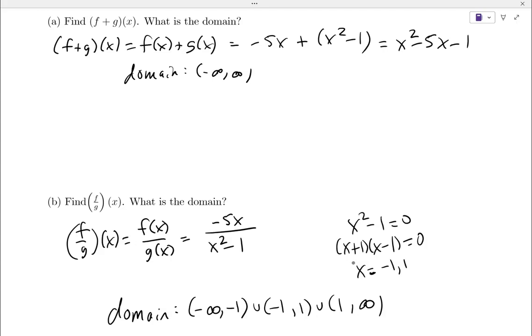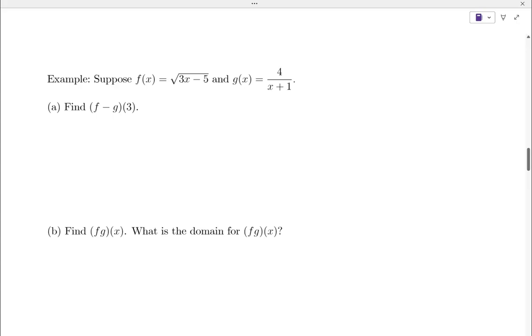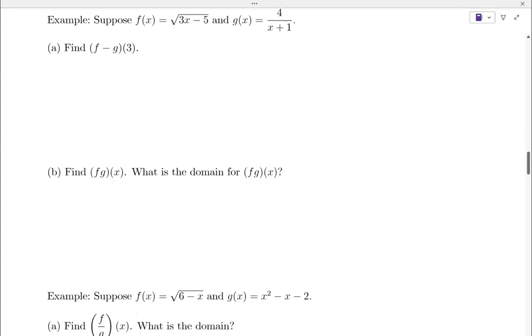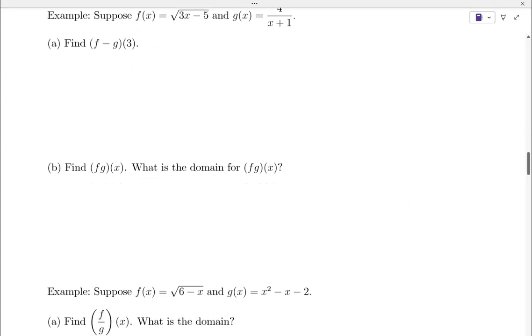Any questions on that one at all? It's okay so far? Yes? No? Maybe? Yeah? All right. Let's look at the next one. It got a little bit more complicated in the next one.